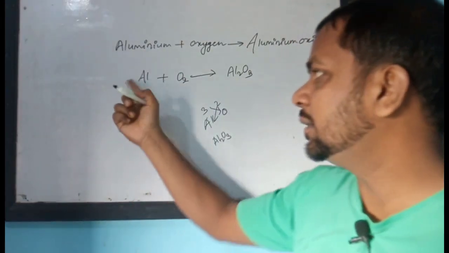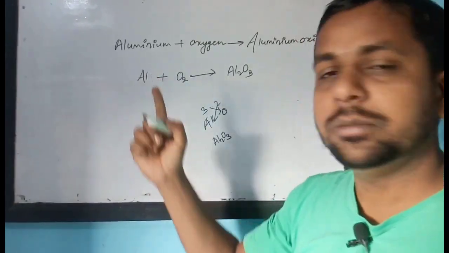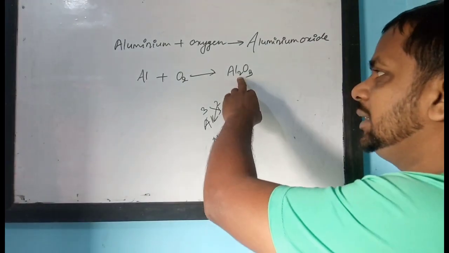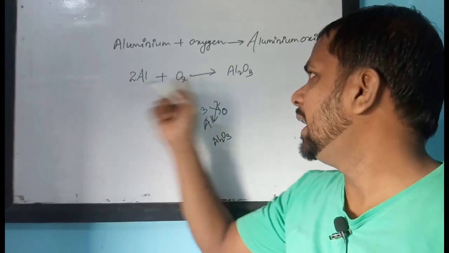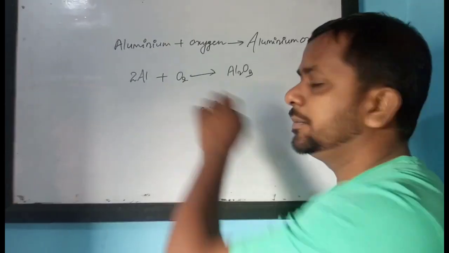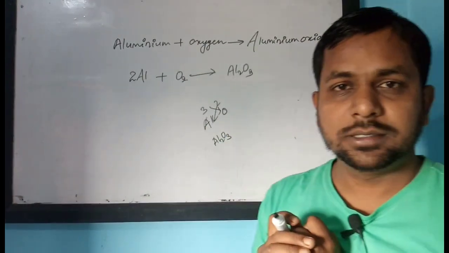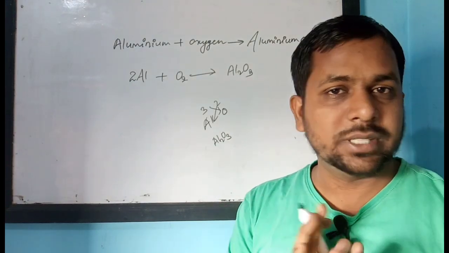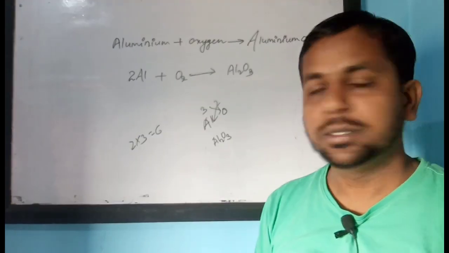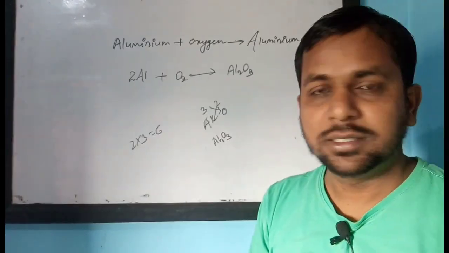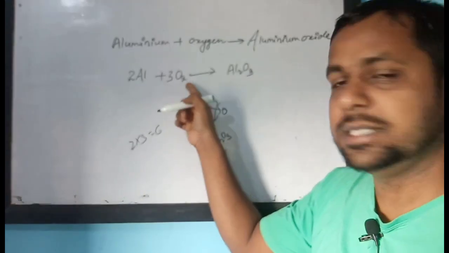Now let us balance. Suppose we move from left to right, aluminium is coming first. So aluminium is how many atoms? 1 atom. And on the product side how many? 2 atoms. Let us make here 2. Aluminium is balanced. Now let us see oxygen. Oxygen is 2 atoms here, but 3 atoms here. Then how to balance this oxygen? We have to take the LCM. Here 2, here 3, then 2 into 3, LCM becomes 6. We have to make this oxygen 6 on both sides. So we put here 3, so that 3 times 2 becomes 6.